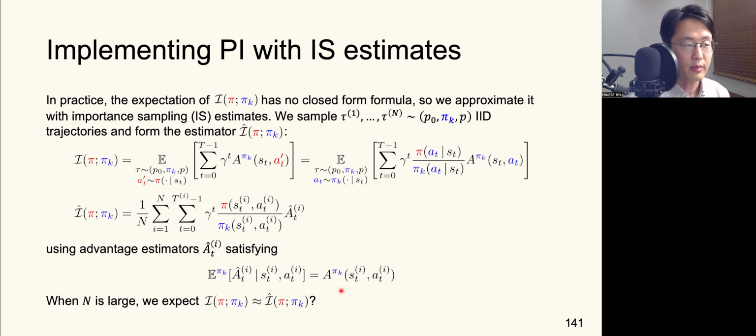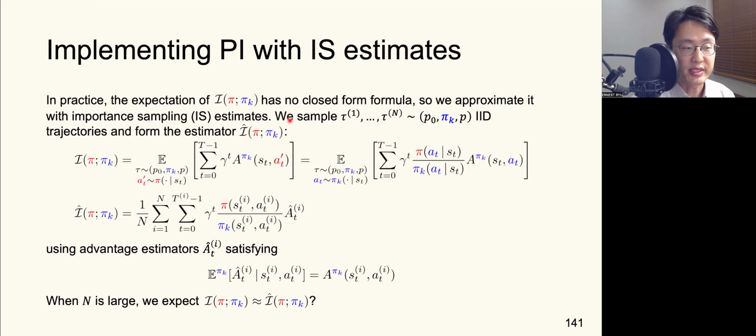Okay, so then let's think about performing this policy advantage maximization, which is equivalent to, of course, policy iteration. So in practice, the expectation of the policy advantage has no closed form formula. We can exactly evaluate it when the number of states and actions are small, but we're not considering that setting. We're considering the setting where the number of states and actions are large. So this expectation, this policy advantage, has no closed form formula. So we will have to approximate it with importance sampling estimates.